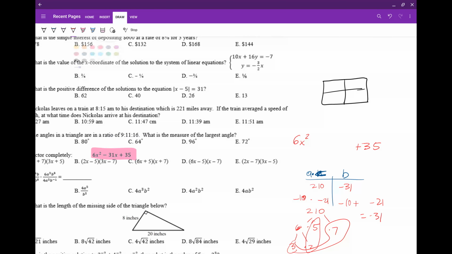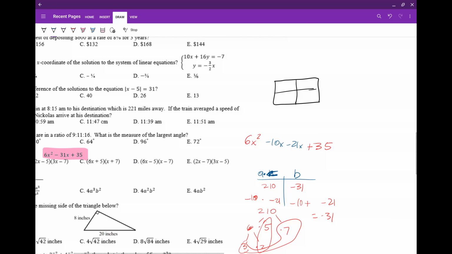Now in grouping, we just input those. So minus 10x minus 21x. Okay? I think it's best if we group these two and those two. So you can pull out a greatest common factor of 3x, and on the inside you're left with 2x minus 7. With negative 10x and 35, you can pull out a negative 5, and you're left with 2x minus 7.